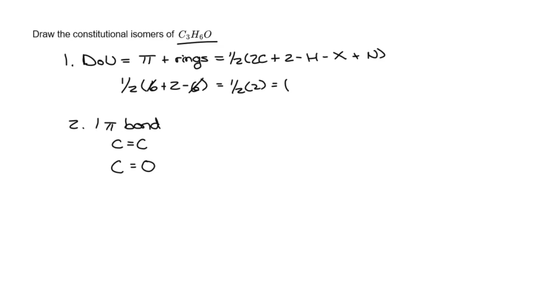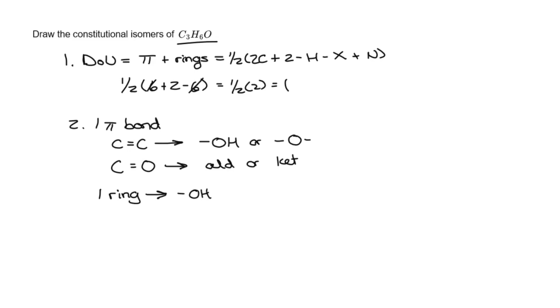So in the case of a carbon-carbon double bond, the oxygen would have to be singly bonded, so it would have to be an alcohol or an ether. And in the case of a C double bond O, it would have to be part of either an aldehyde or a ketone. And that's your pi bonds, and then we could also have 1 ring, and of course no pi bonds. So that would mean that your oxygen again would have to be an alcohol or an ether.